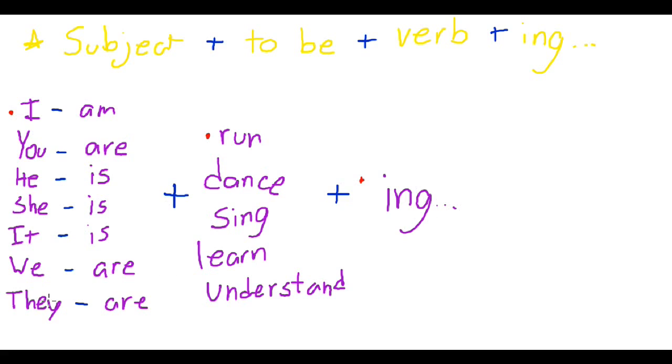I am running. Yeah, is that okay? I am running. So I'll write that over here for you. I am running. Good. I am running. Simple. So what about the next one? You are, and then we need a verb. Let's say learn. Okay, you are learn plus ing. You are learning. Correct? You are learning.